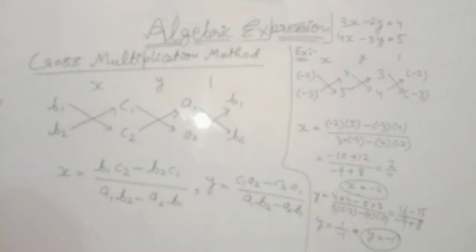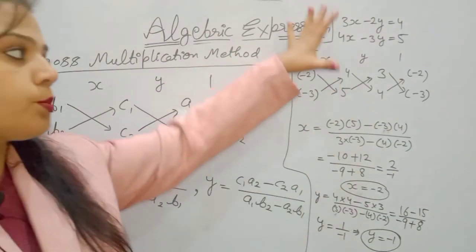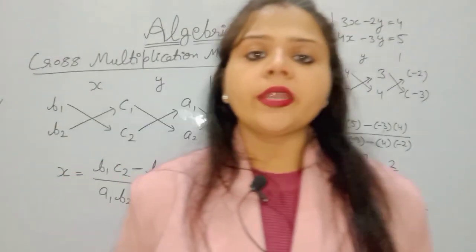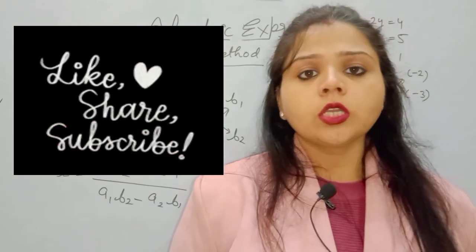So this is a very easy method. So this method is called cross multiplication. By using this, we can solve. So here we have 3 methods for calculating the solution of linear equations in 2 variables.